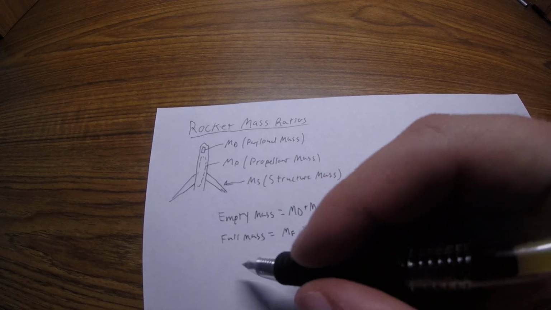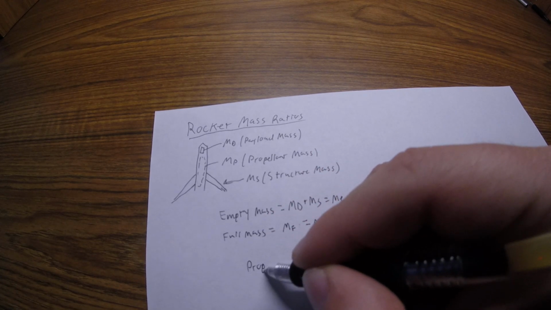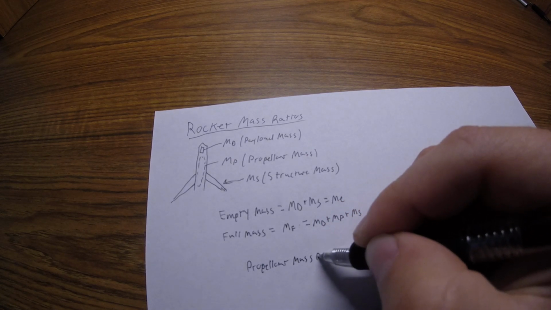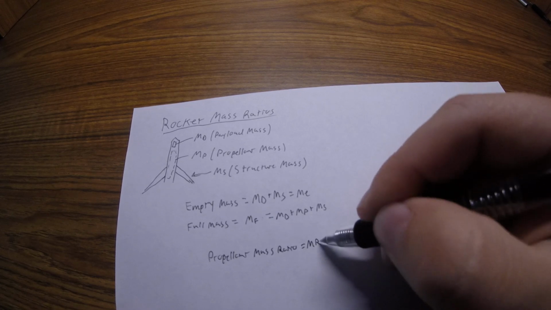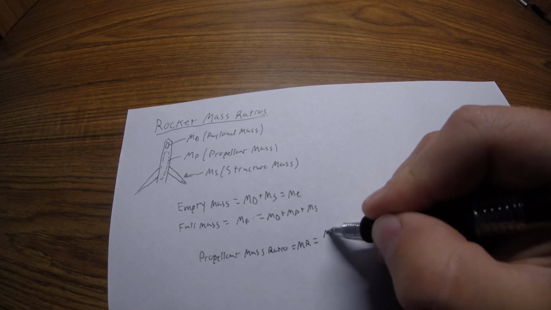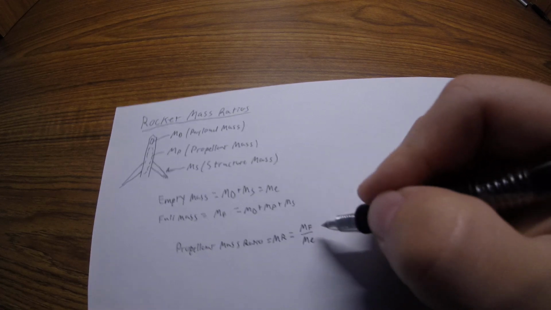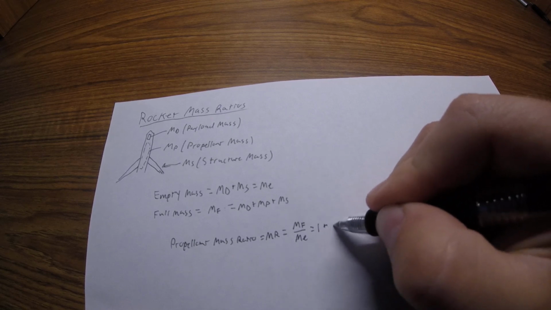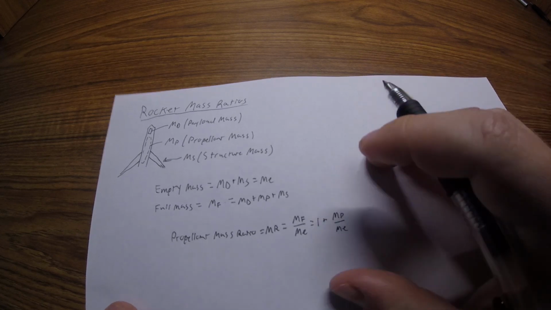We have a ratio called the propellant mass ratio, and that can be symbolized with mr. Sometimes I've just seen it as just r. And that equals the mass full divided by mass empty, which can also equal 1 plus mass of the propellant divided by the empty mass.